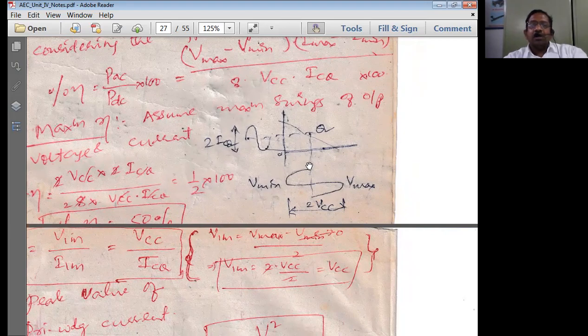In the case of a class A transformer coupled amplifier, the center point itself is going to be VCC. This is an important point for us. So if you stretch this to the other end also, to the maximum extent also, we will be getting 2 times VCC. So this is the greatest thing which we are going to use.